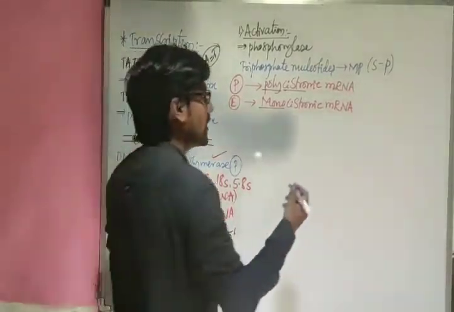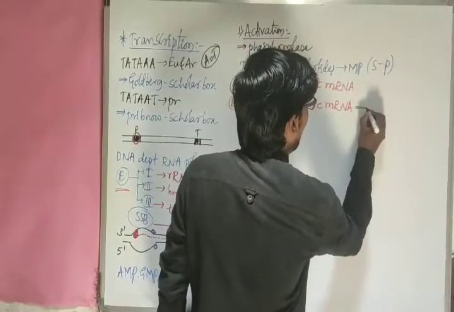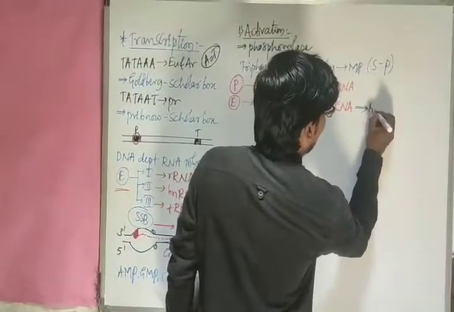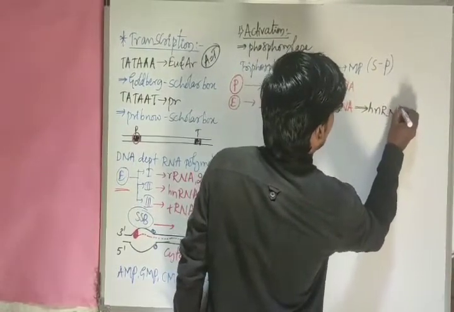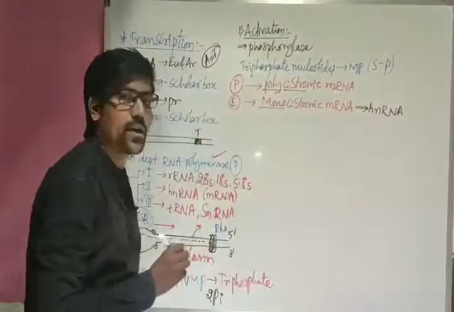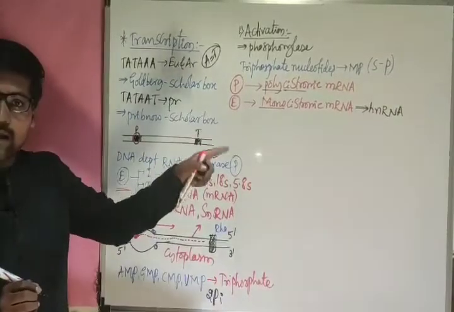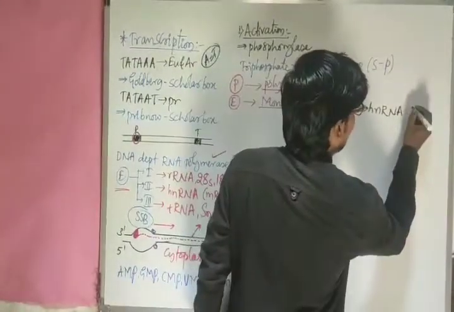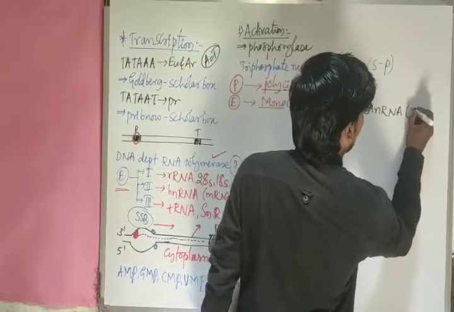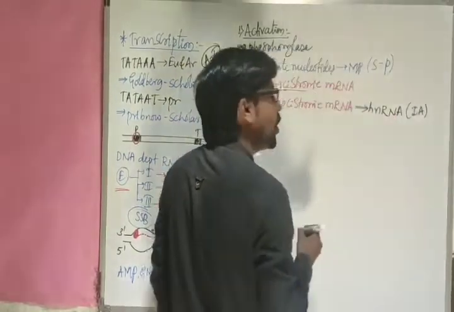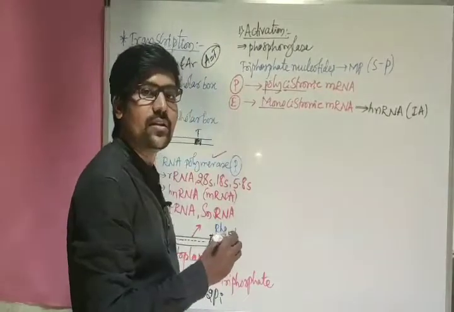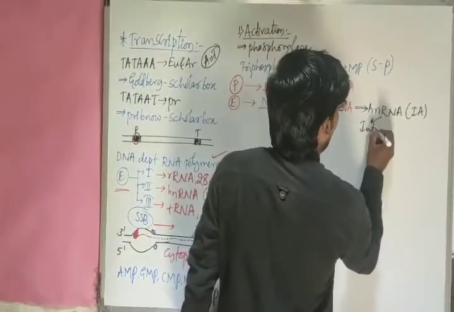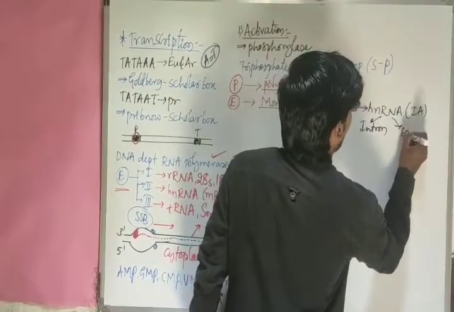And the thing is, here in the case of polycistronic mRNA, it is present in the form of hnRNA to start with. hnRNA means, as I already told you, heterogeneous nuclear RNA. So this produced RNA is not in the active form, it is present in the inactive form. Why? Because it has introns and exons.